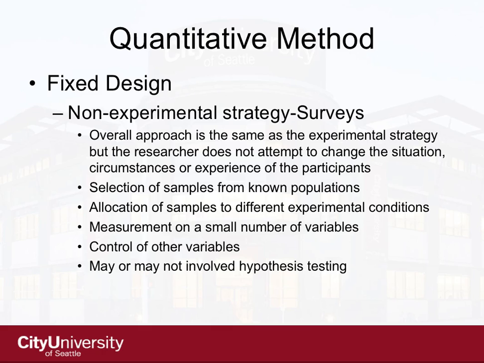Sometimes a sample is known. Instead of sending the survey out to the whole world, you just do a sample. Polling data is a classic example of survey methodology. It's a measurement on a small number of variables. You're not measuring 3 or 4 different things. You're just measuring a certain aspect of a condition. It may or may not be involved in hypothesis testing.